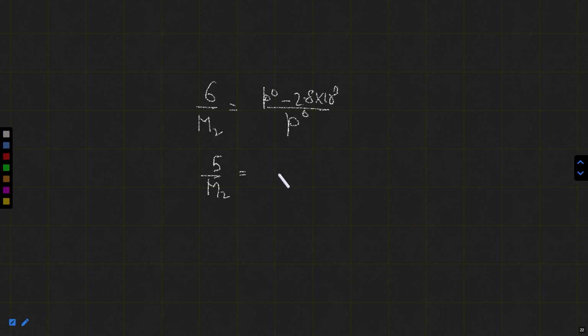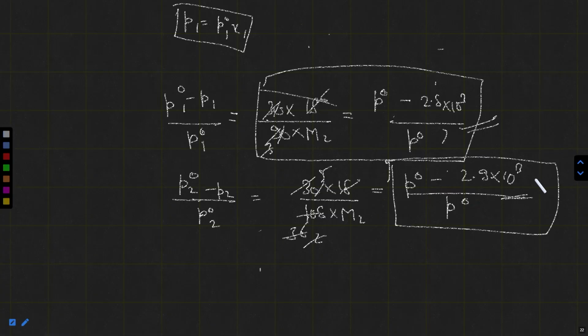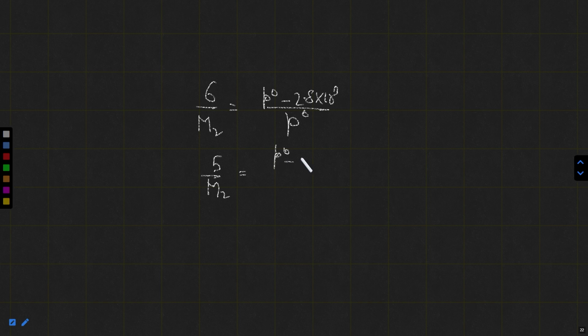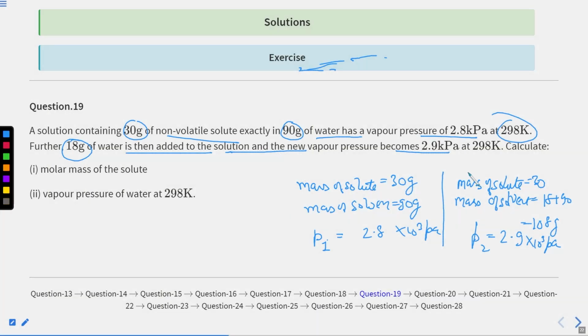This is equal to P0 minus 2.9 into 10 to the power 3 by P naught. Now, we can just equate both of these.